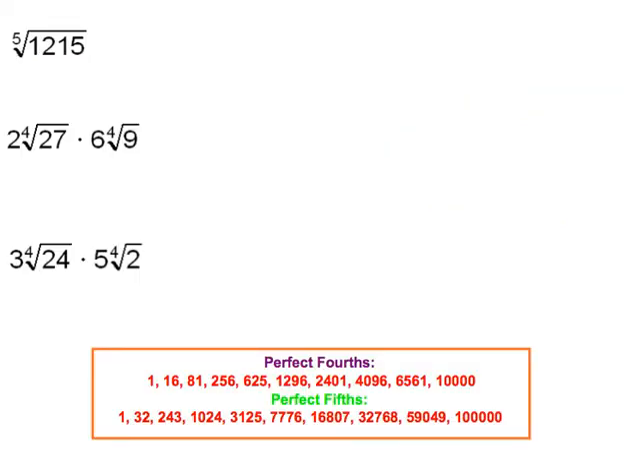Fifth root of 1215. If we go to our perfect fifths, are there any numbers below the 1215 that go into 1215 evenly? The 1024 is not going to work, but 243 does. Okay, so I'm going to break this down into the fifth root of 243 times 5. 243 times 5 is 1215.